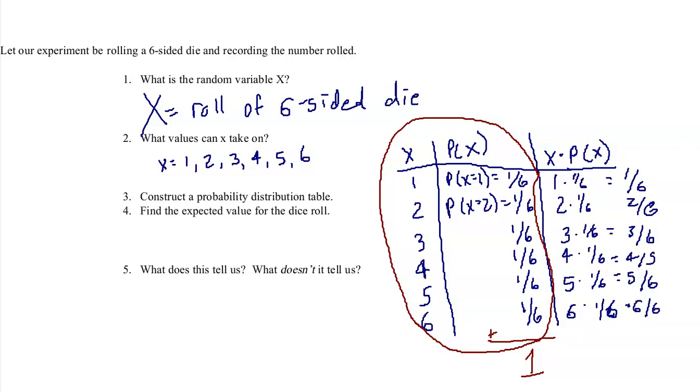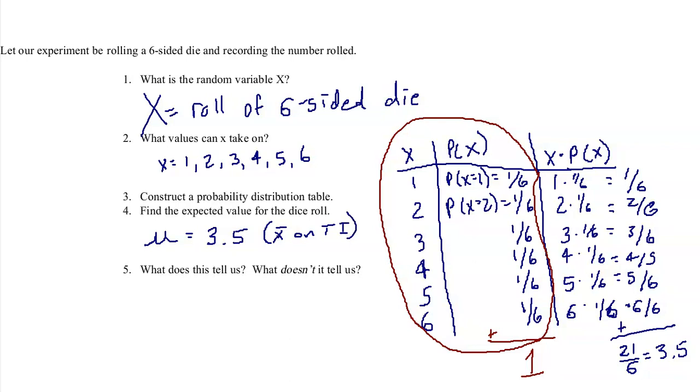When we add up this column, this gives us our expected value for this probability distribution function. We wind up with 21/6 or 3.5. So the expected value for the dice roll, and we call that mu, the same symbol we use for a mean, is 3.5. This will be X bar on your TI.